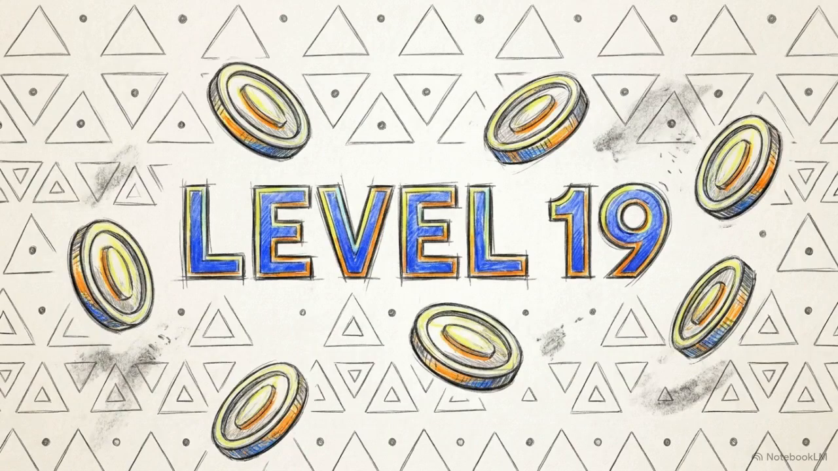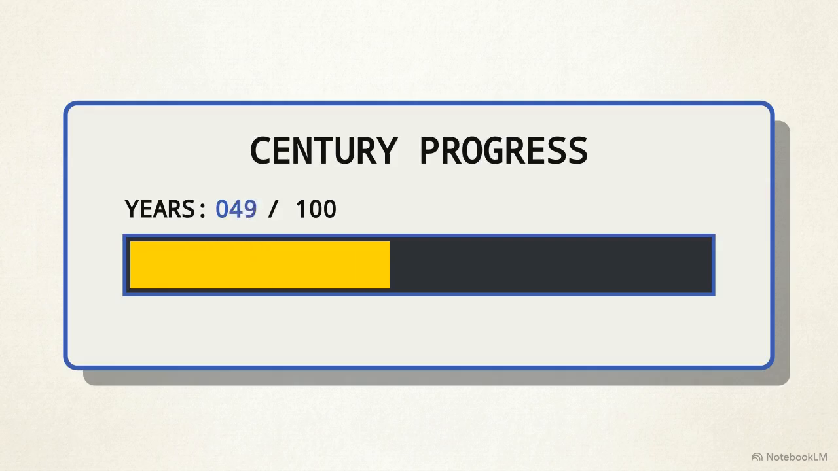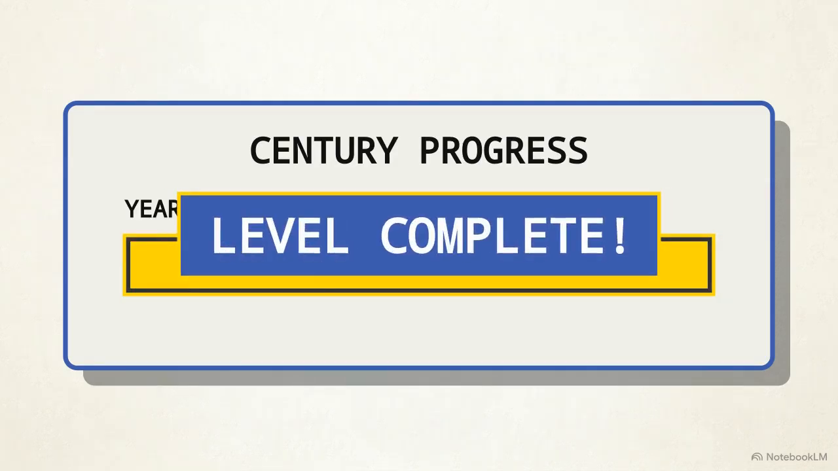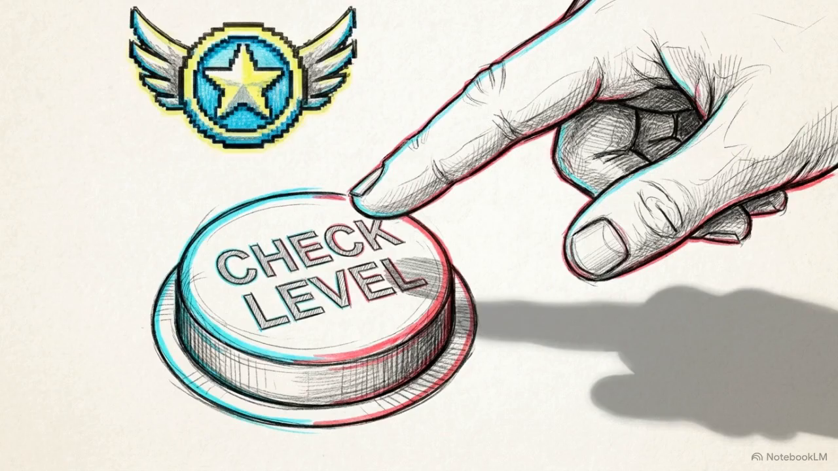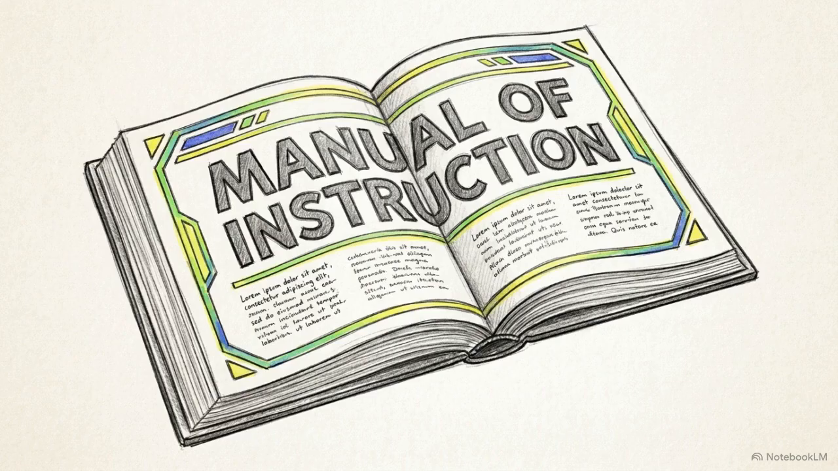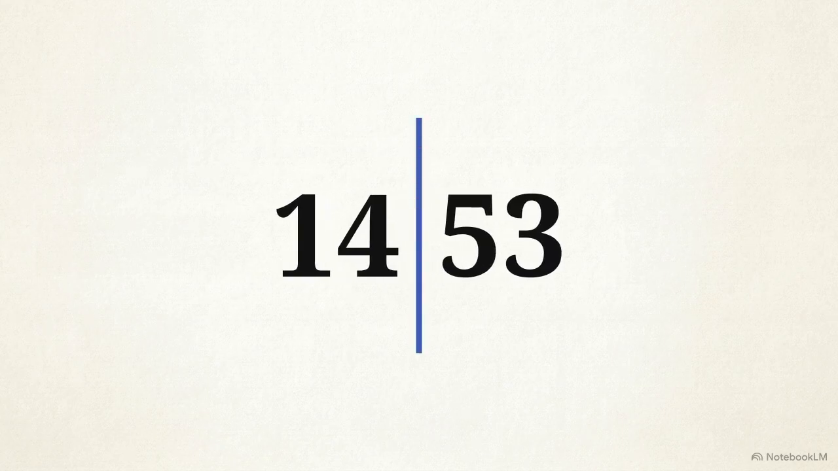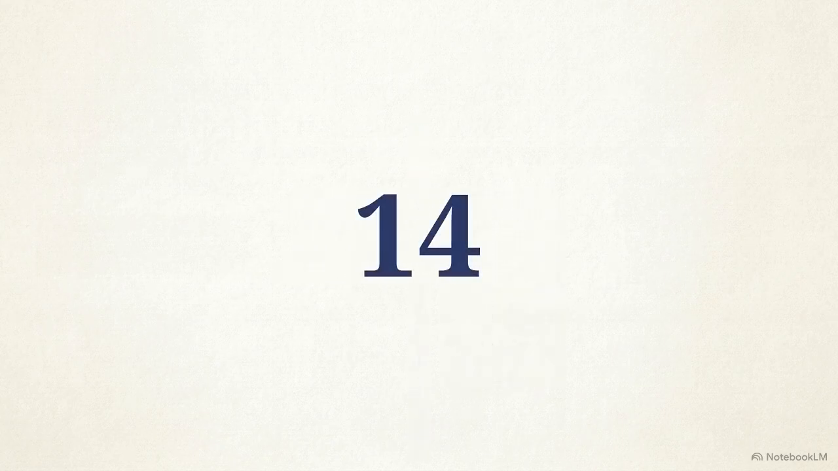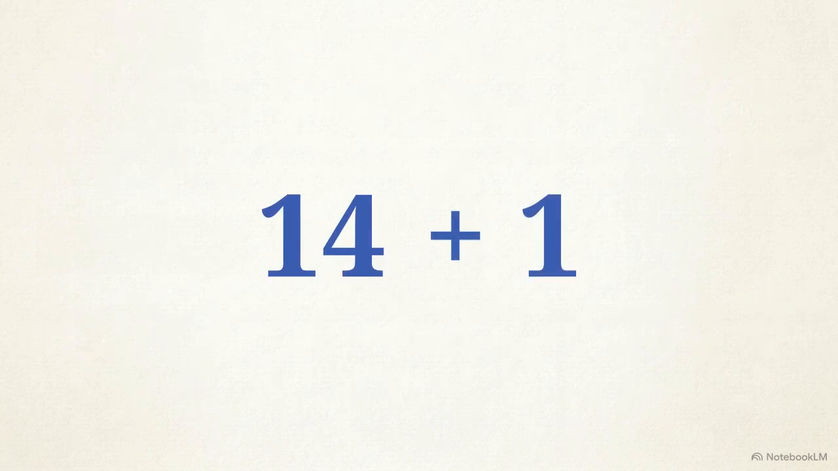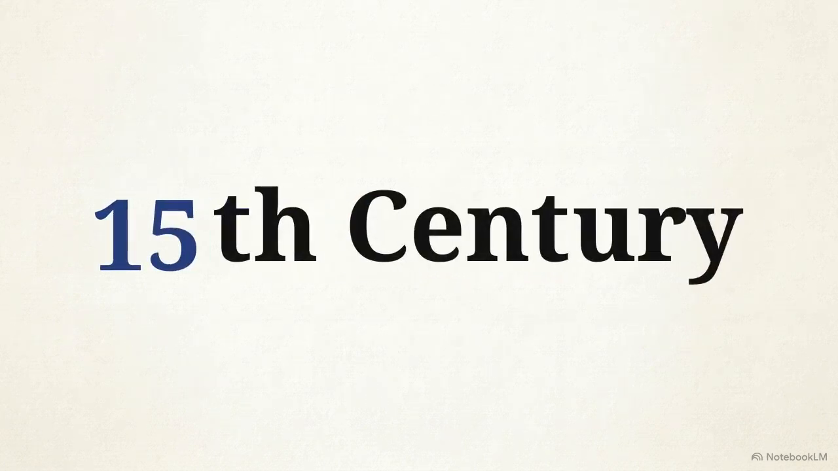In this world, a century is just a level, and it takes exactly 100 years of gameplay to finish a single level. There is a specific way to check exactly which level you're currently playing. For most years, the rule is simple. Take the year, ignore the last two digits, and add 1. Look at the year 1453. First, we chop off those last two digits. That leaves us with 14. We add 1, which gives us 15, the 15th century.